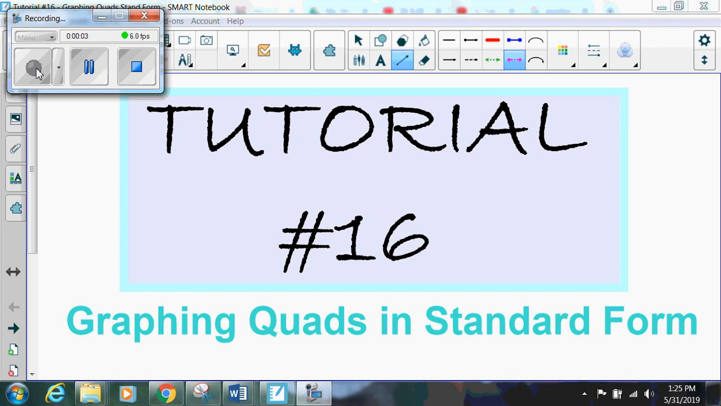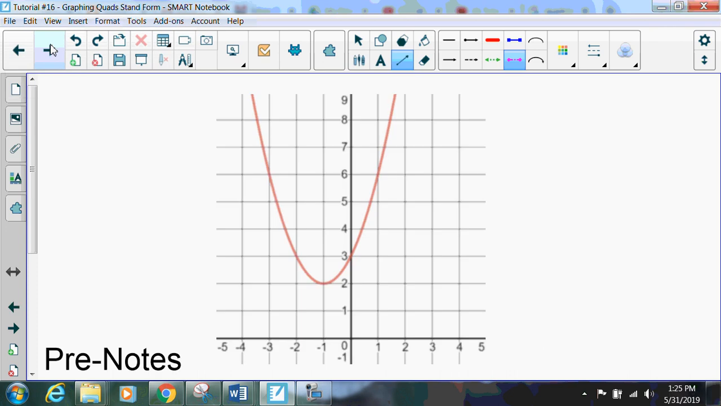Welcome to tutorial number 16, graphing quads in standard form. So before we go straight to the notes, I want us to make some observations which will help to make this lesson a lot easier. When we're looking at a typical graph of a quadratic, we notice some things. First of all, every graph of a quadratic, every parabola, that's what they're called, has a vertex.